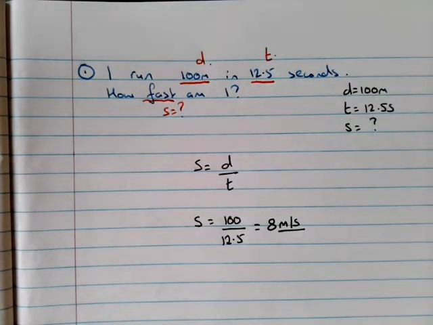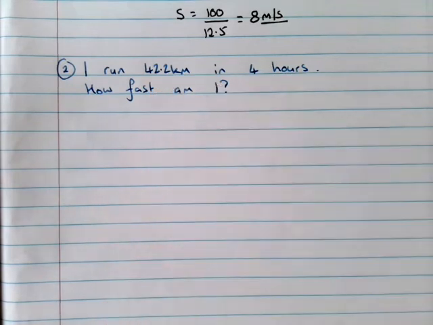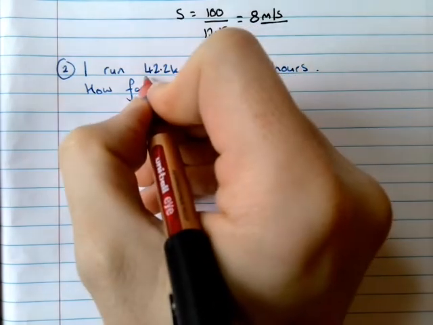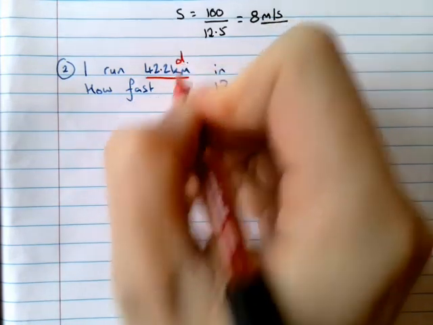All right, let's do another question. Okay, so next one. I run 42.2 kilometers in 4 hours. How fast am I? All right, so if you want to have a go at this yourself, you can pause it now and have a go. Otherwise, you can watch me do it. So, what have I got? I've got here my distance, 42.2 kilometers. Now that is the distance of a marathon.